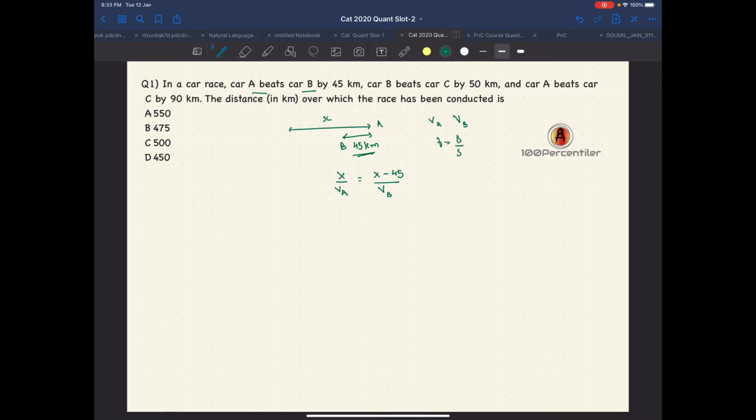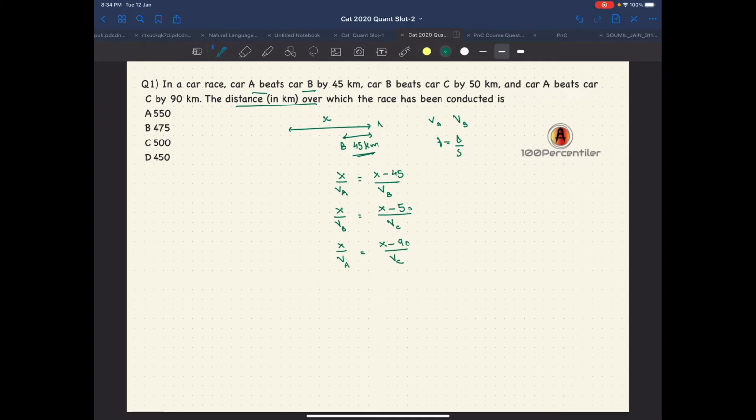Okay, next we are given that car B beats car C by 50 kilometers. So once again, X upon VB is the time B takes to complete the race, and C is yet to complete it by 50 kilometers. And finally, A beats C by 90 kilometers. So X upon VA is X minus 90 upon VC. Now there are three equations and three variables, and we have to find the distance over which the race has been conducted, that is the value of X.